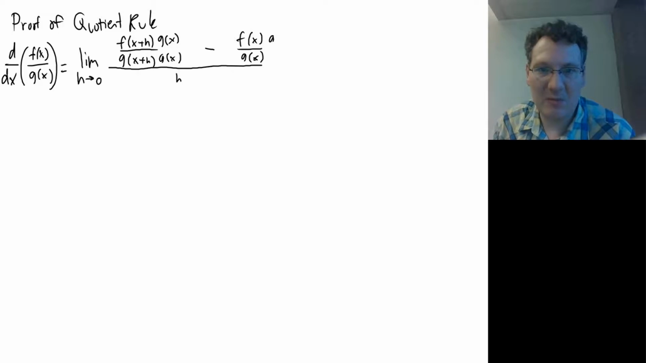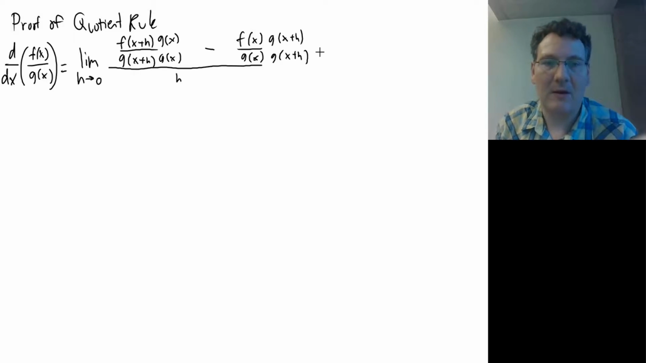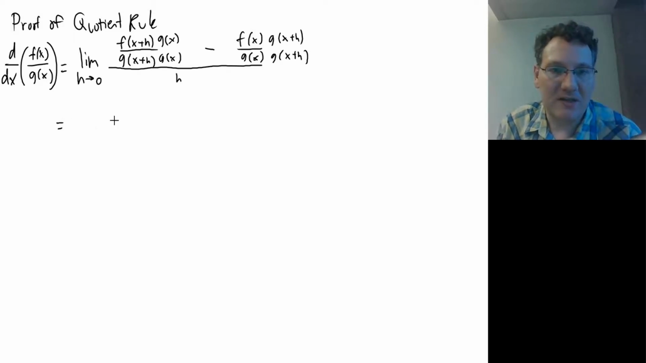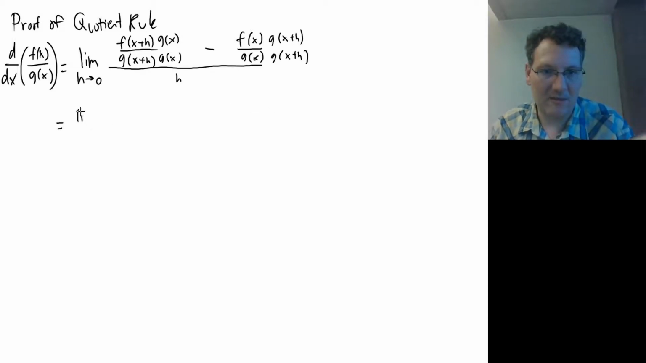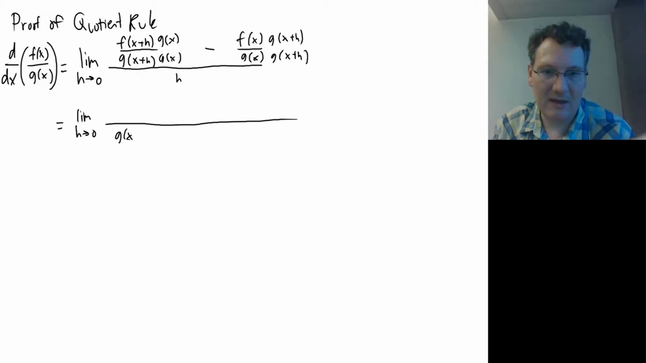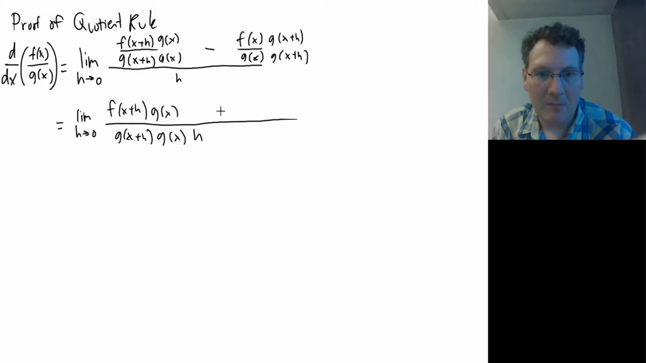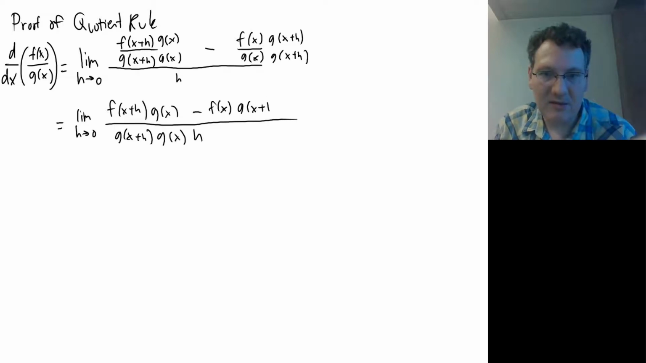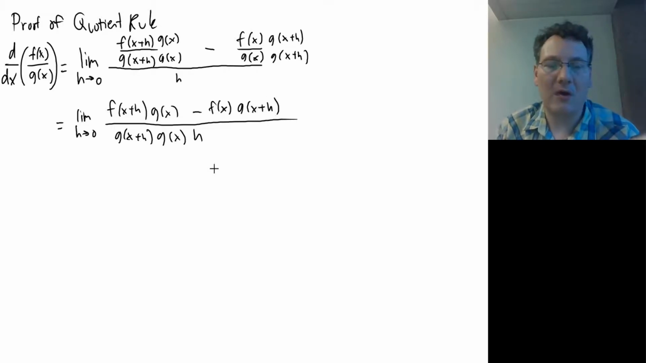And the other one is going to be multiplied by g of x plus h. So now we can write g of x plus h times g of x all in the denominator with the h. So we have the limit as h goes to 0 of g of x plus h times g of x times h, and we have f of x plus h times g of x minus f of x times g of x plus h. We're almost there.